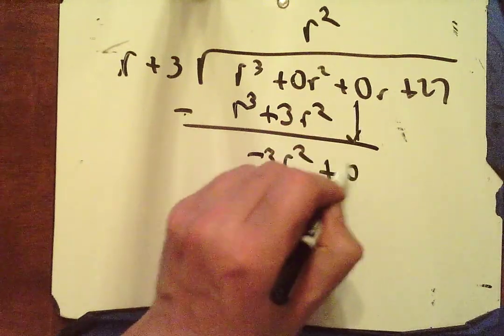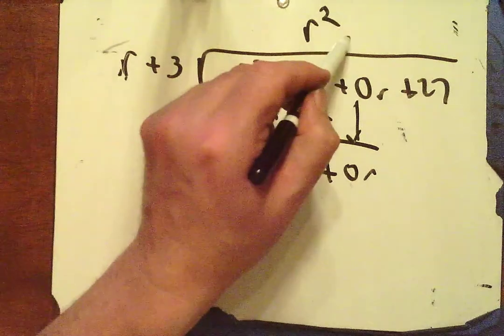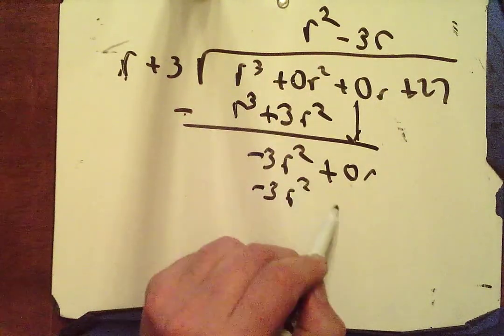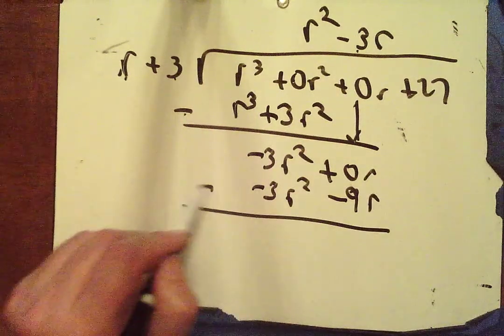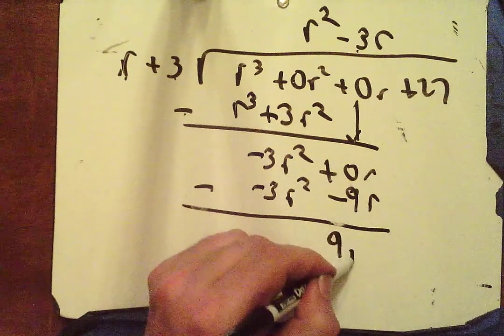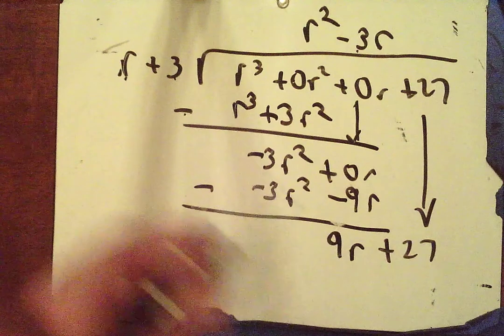Bring down that plus 0r. What do I multiply this by to turn it into this? Negative 3r. So now I'm going to have negative 3r squared. Don't forget negative 9r. And we subtract. 0 minus a minus 9 is positive 9r. And don't forget to bring down that 27.